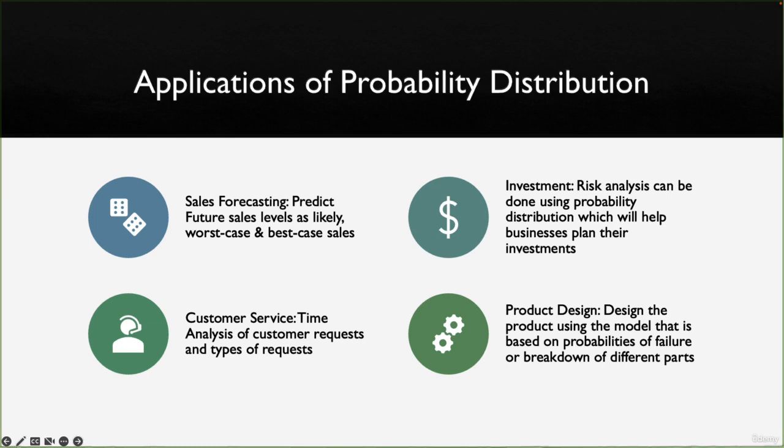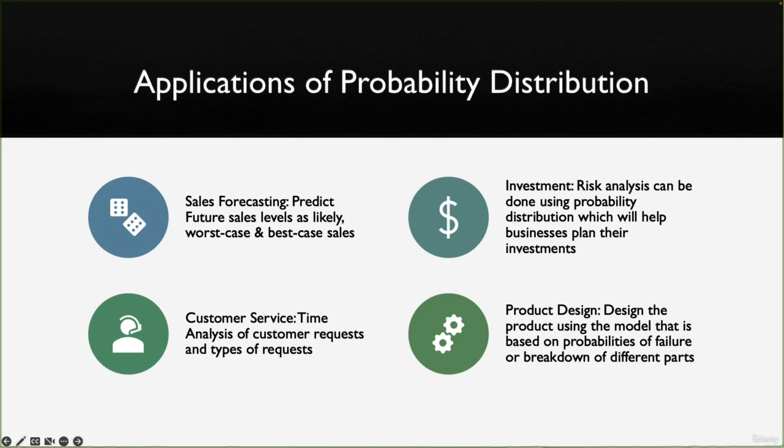Next, let's look at the applications of probability distribution. Well, probability distribution is used in forecasting, that is predicting future sales levels as likely, worst case or best case sales scenarios. And in the field of customer service, that is time analysis of customer requests and types of requests, in such scenarios, we make use of probability distribution.